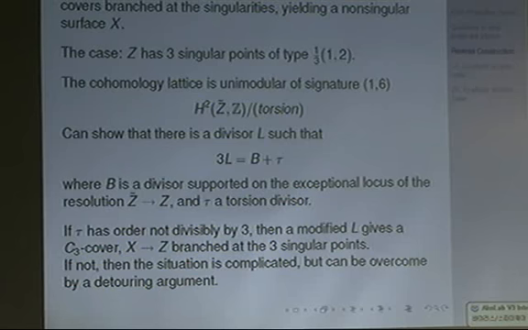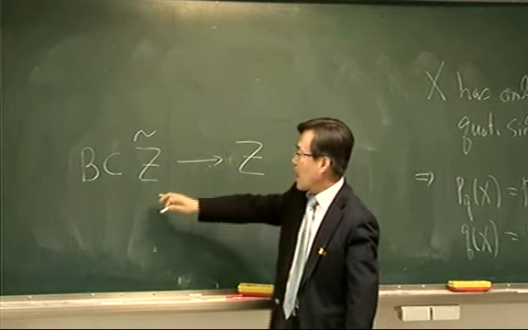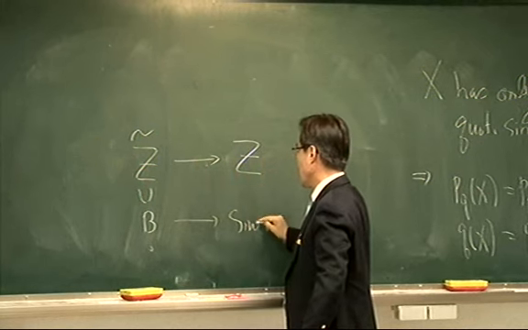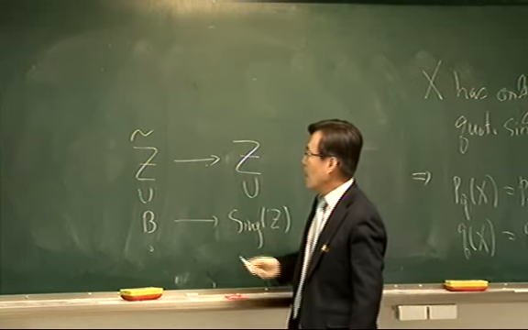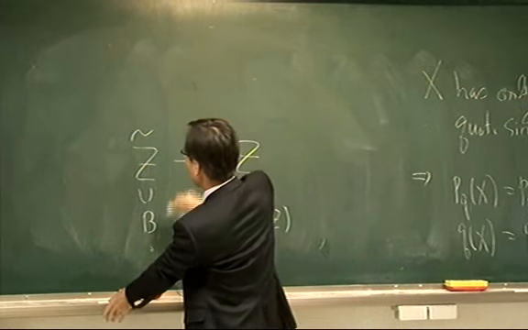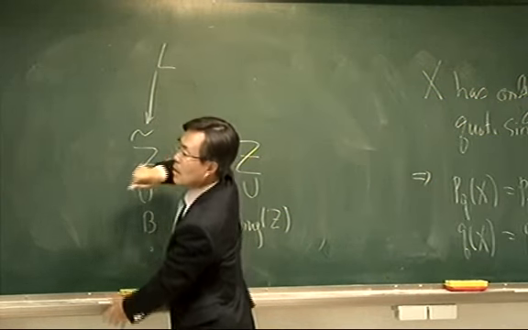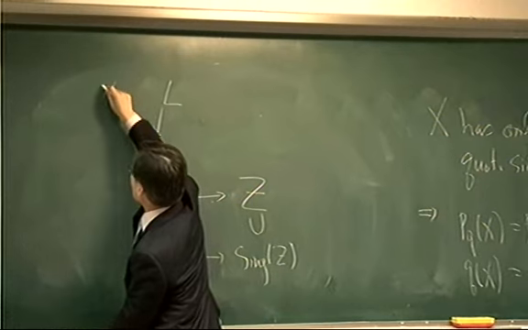So here's our surface Z. Here's our surface's minimal resolution, and then here's a kind of B. So B lies on a singular point of Z here. And then the degree 3 curve actually lives in here. This is a certain line bundle L corresponding to this divisor L.